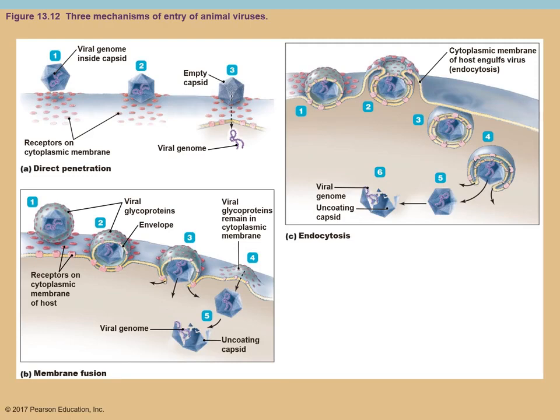You can have where it kind of just fuses with the membrane, and that's often when you have the spikes, those glycoproteins that kind of help fuse it, hold it in place. And then endocytosis, where you take the whole entire virus in, including that membrane.